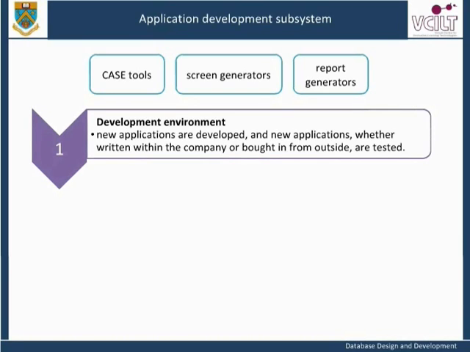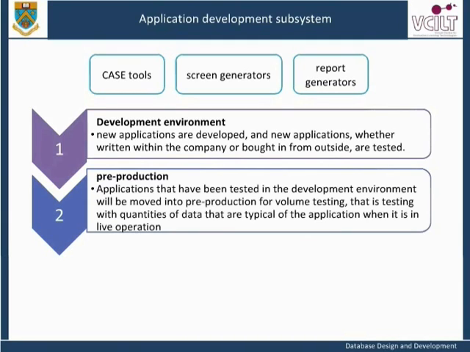The development environment usually contains relatively little data, just enough in fact to adequately test the logic of the applications being developed and tested. Security within the development environment is usually not an important issue, unless the actual logic of the applications being developed is, in its own right, of a sensitive nature. The second of the three environments is often called pre-production. Applications that have been tested in the development environment will be moved into pre-production for volume testing, that is, testing with quantities of data that are typical of the application when it is in live operation.